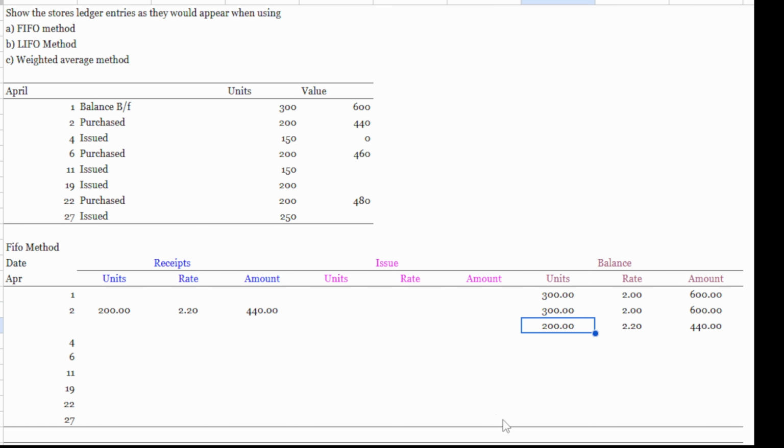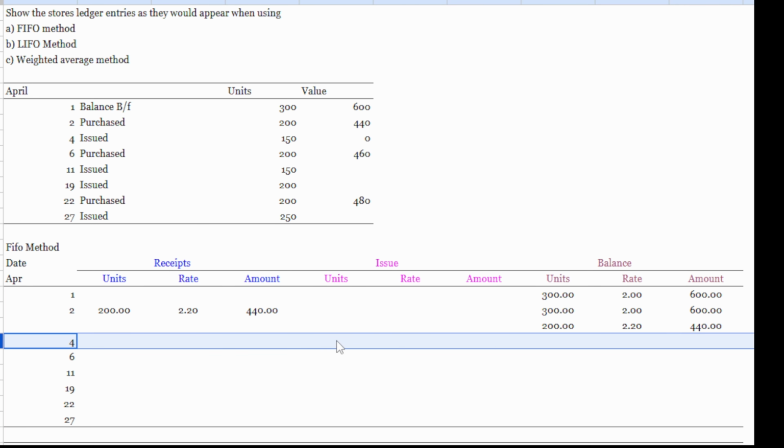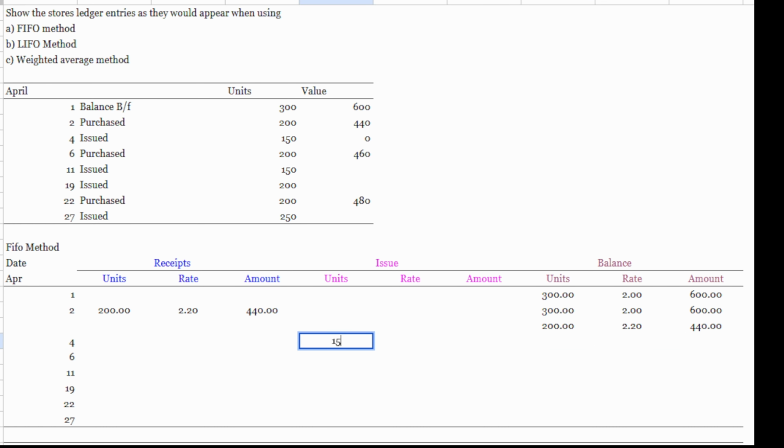This you will see when we go to the first issue, which is on 4th April. So quantity is 150. Usually the value of the issue you will have to determine. So on April 4th, units issued is 150 and I am issuing from here. So 300 units now becomes 150, and rate is 2, and amount you have to calculate: 300.